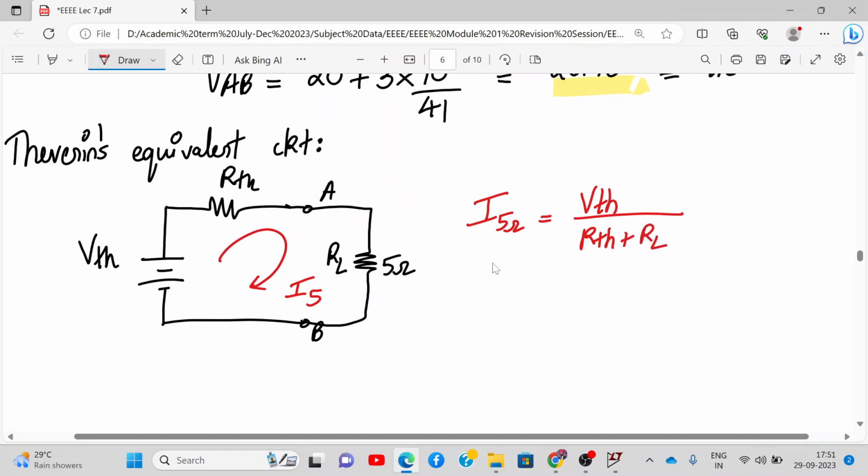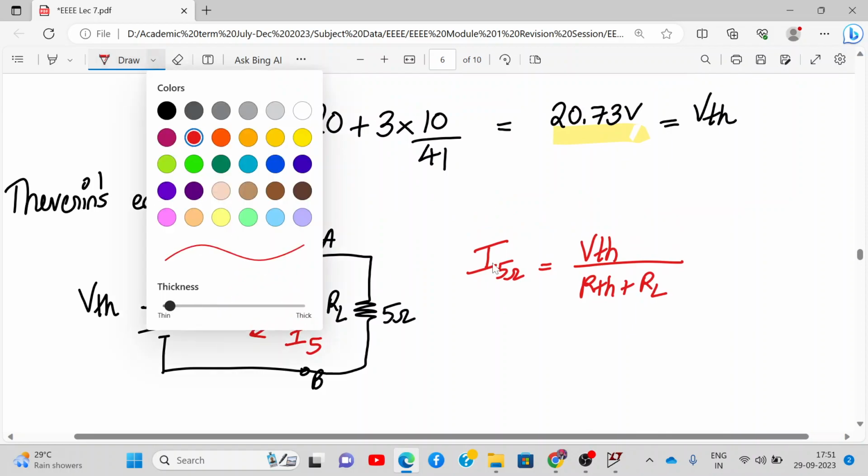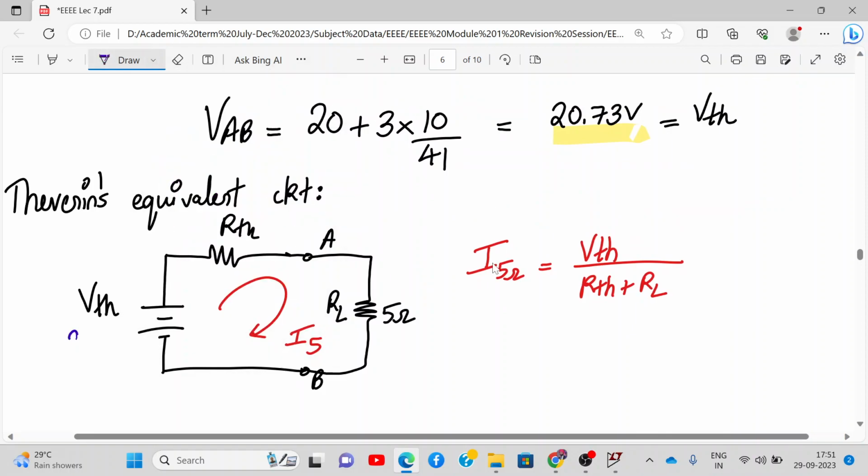What's the value of VTH we got? We got the value of VTH as 20.73 volt, and the value of RTH was 1.4633 ohms. Alright, we substitute the values over here.